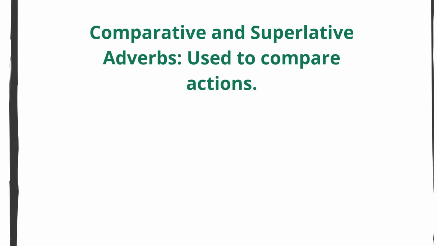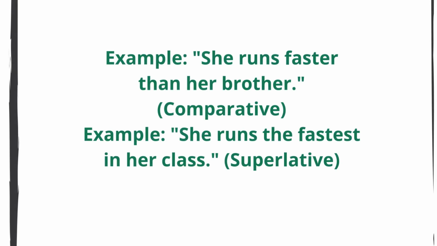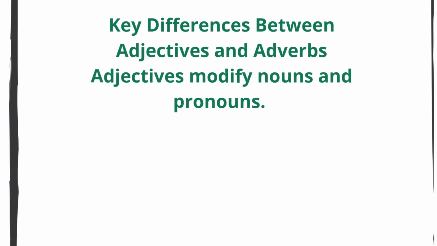Comparative and superlative adverbs are used to compare actions. Example: she runs faster than her brother. Comparative. Example: she runs the fastest in her class. Superlative. Key differences between adjectives and adverbs.